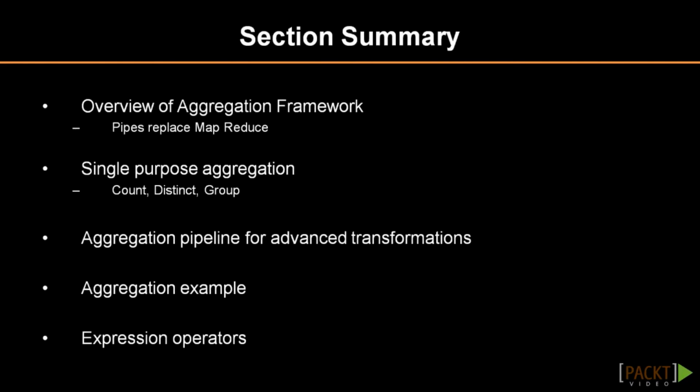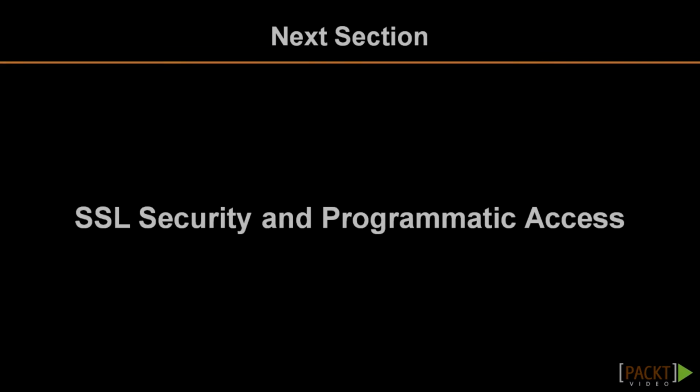This section began with an overview of the aggregation framework. Single-purpose aggregations, including count, distinct, and group, were demonstrated. Aggregation pipeline was introduced as a mechanism to perform incremental transformations on data in stages. 2 advanced examples demonstrated the power of aggregation pipeline. A review of expression operators provided insight into what is possible with the aggregation pipeline. The next section will cover SSL security and programmatic access to MongoDB.